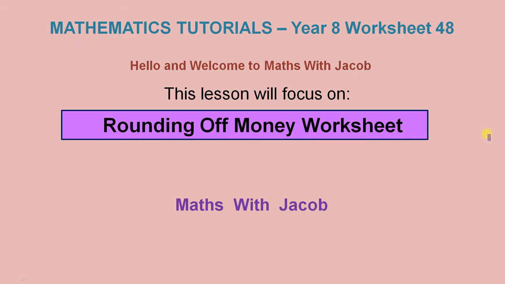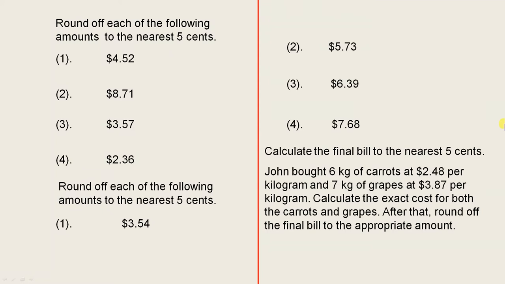This lesson will focus on rounding off money worksheet. So this video presents a simple worksheet where we can practice rounding off amounts of money to the nearest 5 cents. Now we've had a lesson on this topic where we learnt that many countries do not have 1 and 2 cent pieces in circulation, hence we have to round off the money to the nearest 5 cents because that's the most convenient way to operate.